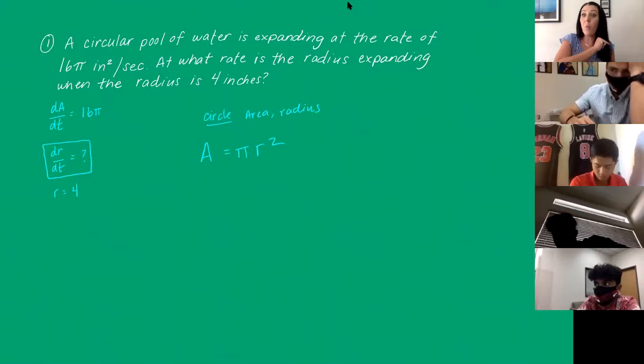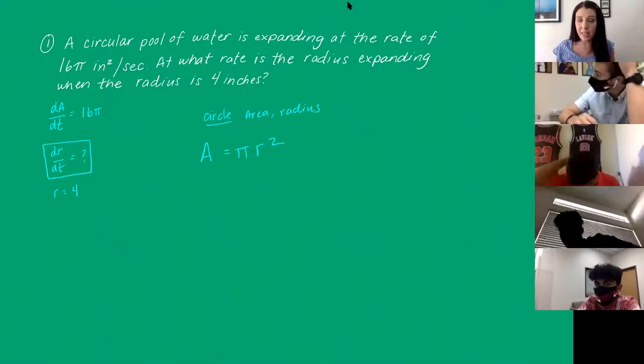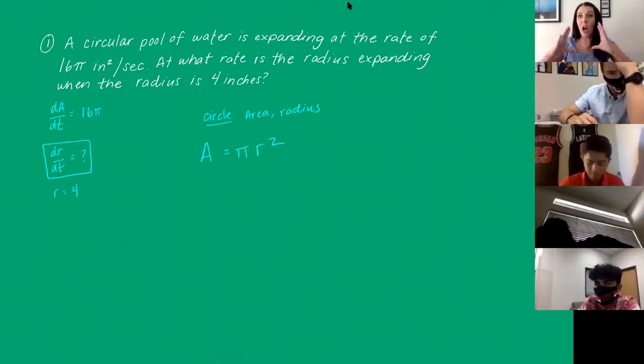We're saying there's a moment when r is 4, and at that moment, I want to know what the rate of change of the radius is. But that moment is just a fleeting moment. It's not always r equals 4. So we don't have any constants to plug in. So now what we need to do is take the derivative. This is where implicit differentiation comes in.